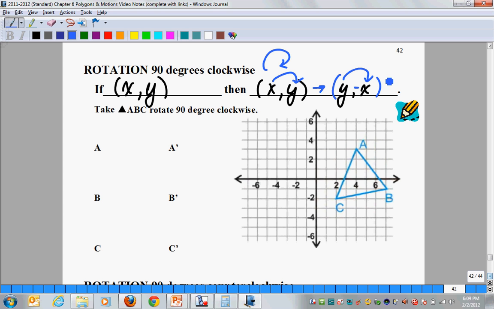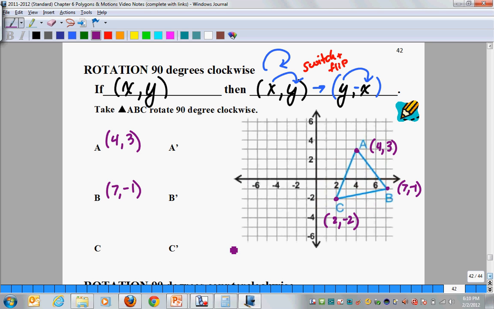So to rotate 90 degrees, you do what I call switch and flip. Switch and flip the signs. Switch and flip. So our original here is going to be, of course, we have 4 and 3. And then B again is 7 and negative 1. And C is at 2 and negative 2.